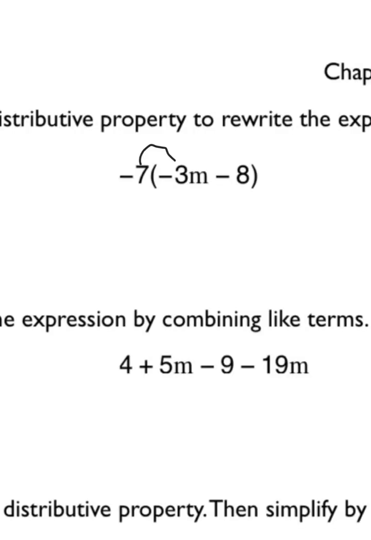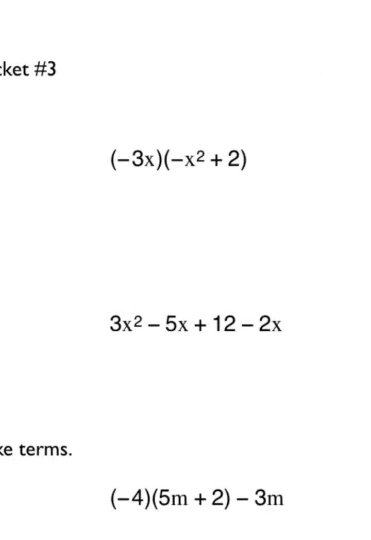You would take -7 times -3m, which gives you 21m, and then a -7 times a -8 is going to give you 56. 21m plus 56. All right, do this one quickly, then you can pause and check the answer.